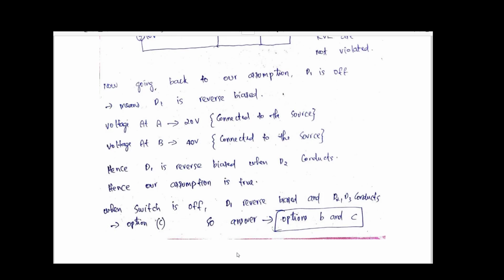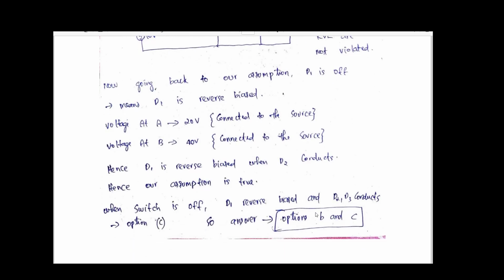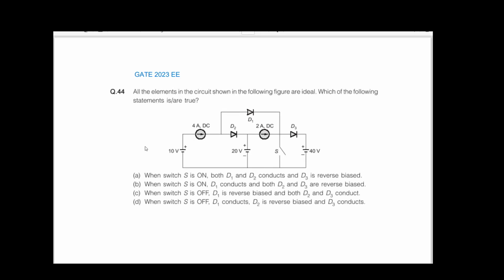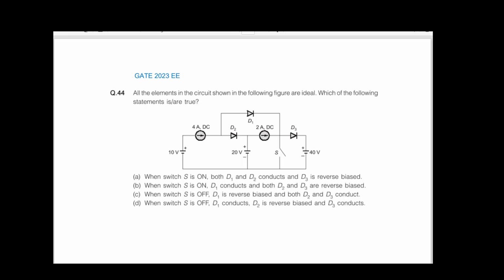So we can verify here. We can stop the procedure here. We have verified that for switch off, D1 is reverse biased, D3 is forward biased, and D2 is also forward biased. So D1 reverse biased, and D2, D3 conduct. So that is option C. So the correct answers are, we can see one is option B and another is option C. So the correct answers are B and C.